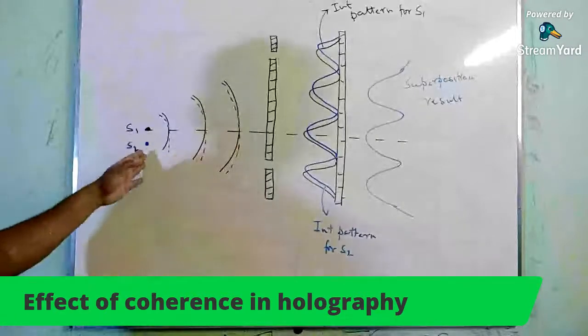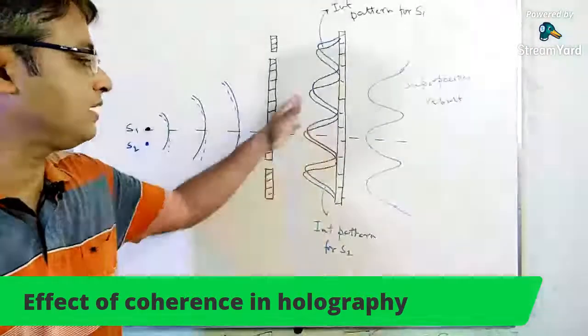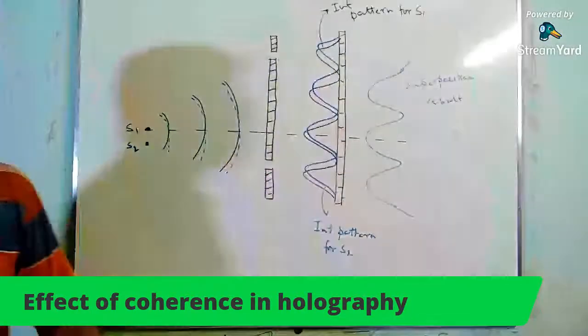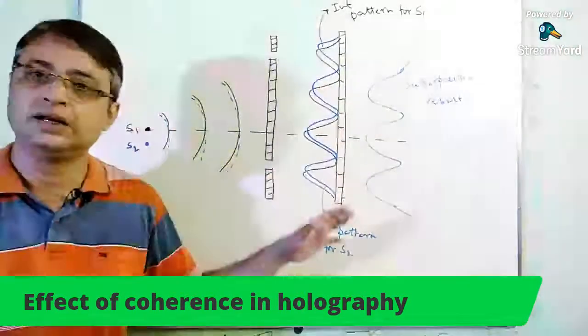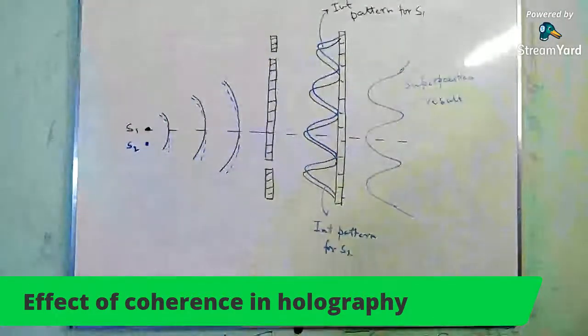Now, the waves from S2 will also interfere in the observation plate, and the interference pattern here I have shown in the blue pen. These two interference patterns will add up in amplitude and often result in a drop in the contrast of the superposed interference pattern in terms of intensity.